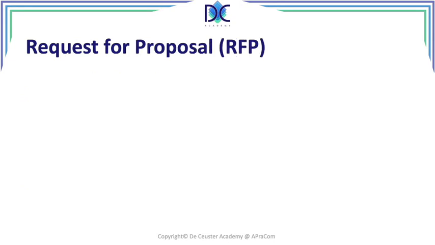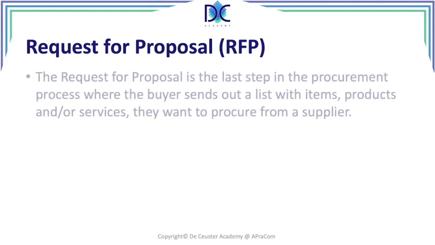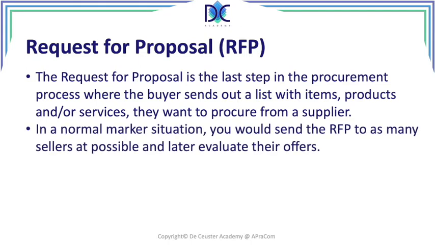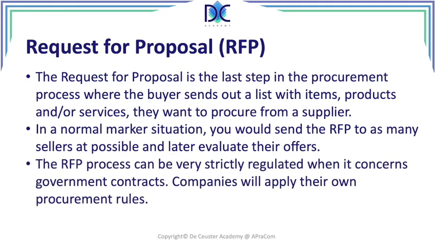Finally, we have a request for proposal or RFP, which is the last step in the procurement process where the buyer sends out a list with items, products and services they want to procure from a supplier. In a normal situation, you would send the RFP to as many sellers as possible and later evaluate their offers. The RFP process can be strictly regulated when it concerns, for example, government contracts, but companies can also apply their own procurement rules that have to be fulfilled.